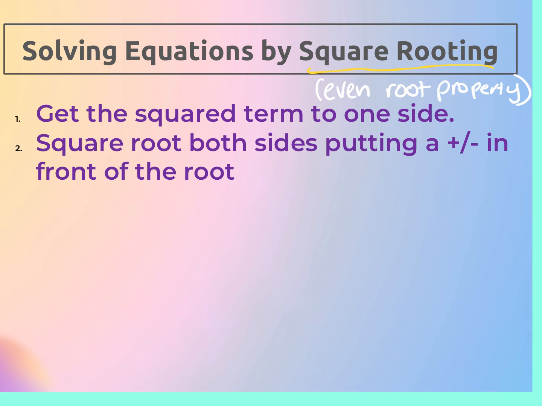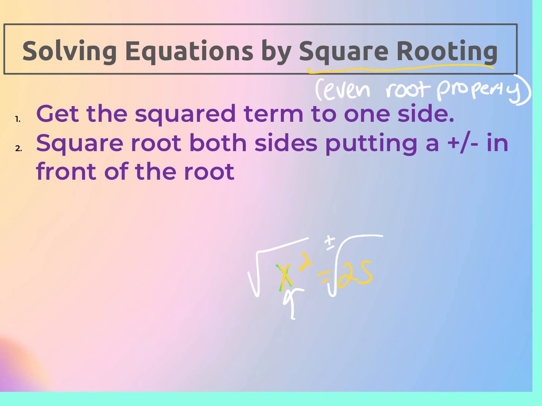If you only have the x squared, then you can do this, which is get the squared term to one side. So just the x squared, a squared, b squared, m squared, whatever variable it is, on the side by itself. And then you're going to square root both sides because that's the opposite of squaring. But you have to remember something called the even root property, which says that if I had x squared equals 25, when I square root this, think about what answers can go into x. Not only can a positive 5 go there, but a negative 5 can also go there.